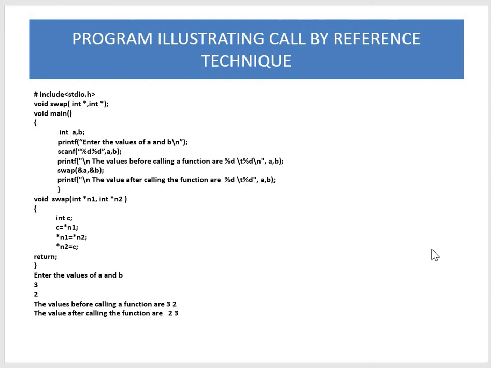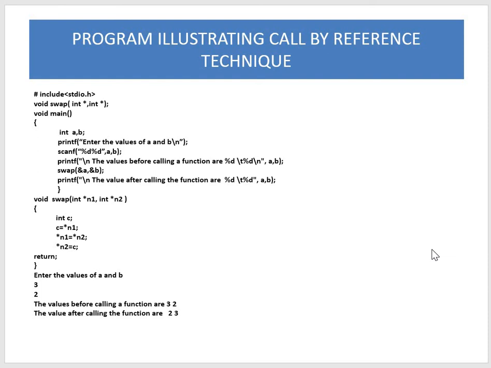So in the call by value method, only the values are passed, and in the call by reference method, the address values are actually passed. So since the address is actually passed, whatever changes you make through the address will be reflected both in the main function and in the subfunction.